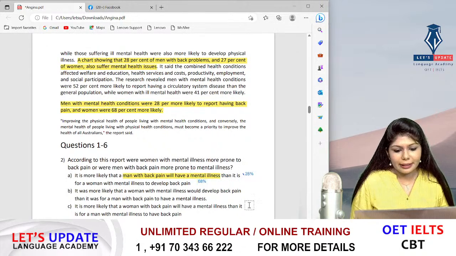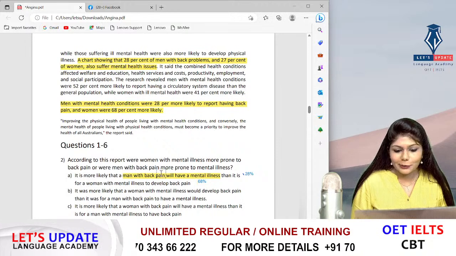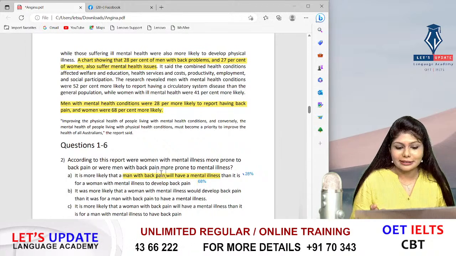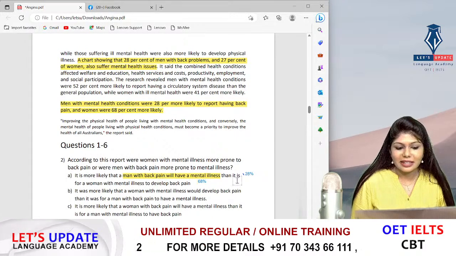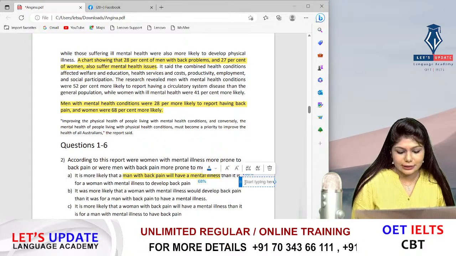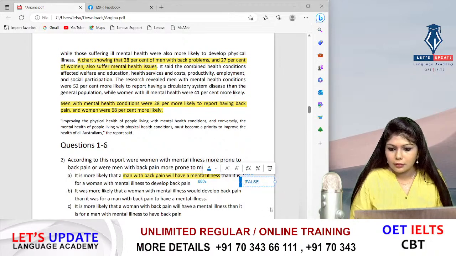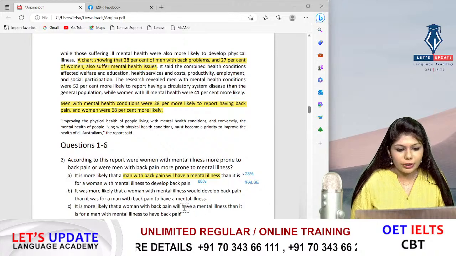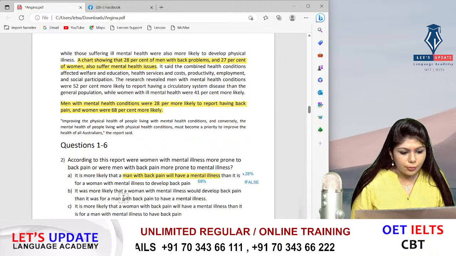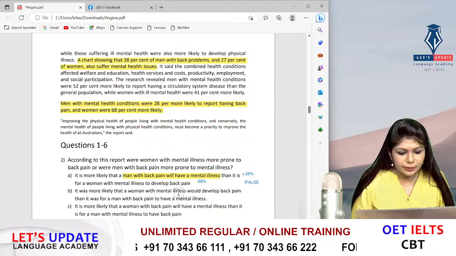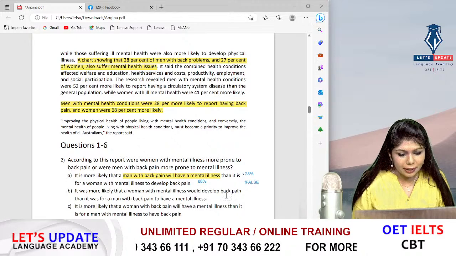So if you compare this, is option A correct? Is it more likely? No, 28% is less and 68% is more. So obviously this statement A is false. Okay, so now moving to option B. Let's look at option B. It was more likely that a woman with mental illness would develop a back pain than it was for a man with back pain to have a mental illness.